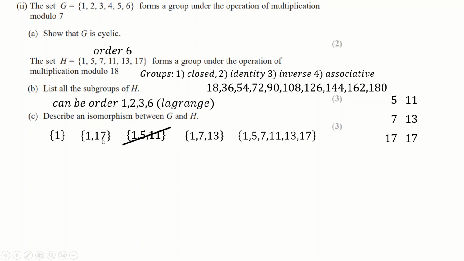But this does, because 17 just generates 1 and minus 1 over and over again, because 17 is minus 1 mod 18. And this one does work as well, because again, these two just swap between each other, which is good. But you can test that yourself to make sure that they do that. This one, of course, works because it's all of them. Good, so now the hardest bit of this question, I think: describe an isomorphism between G and H.